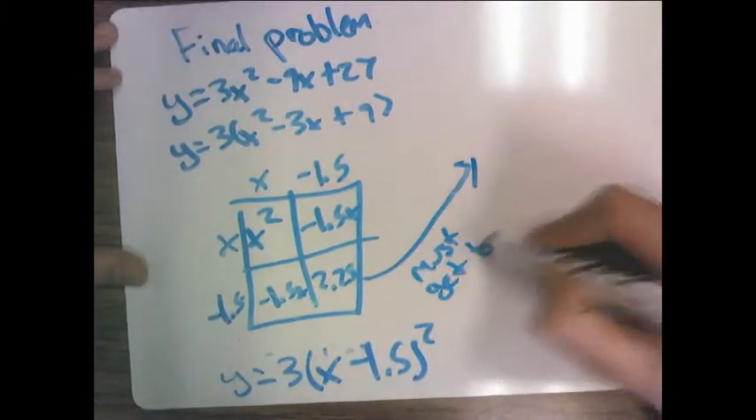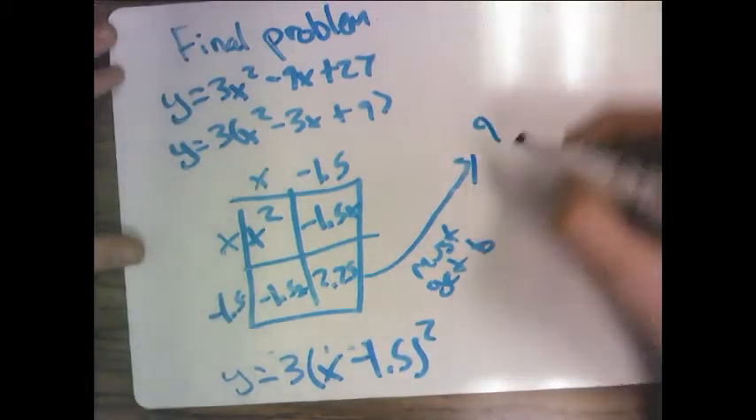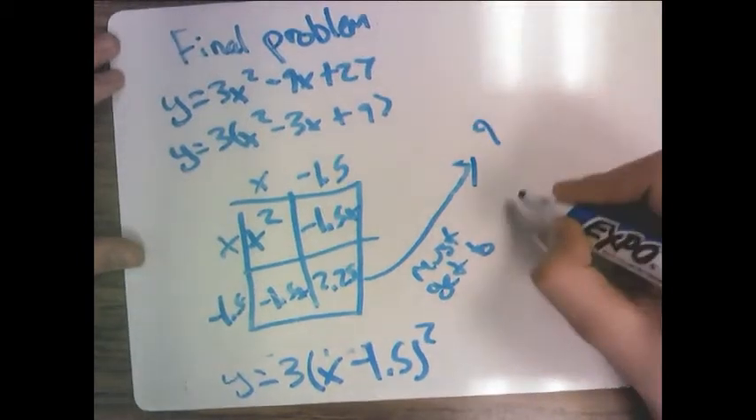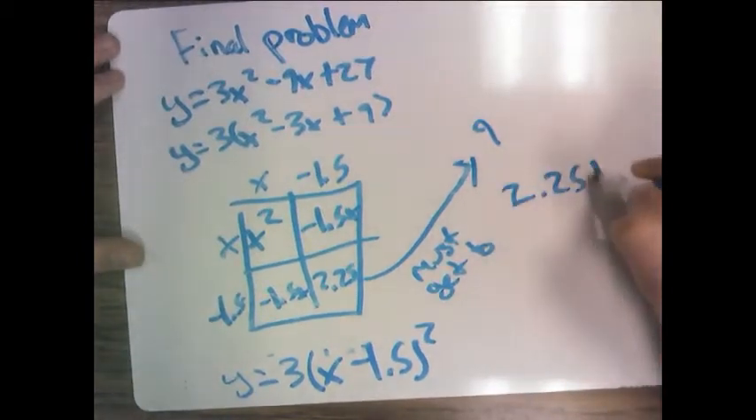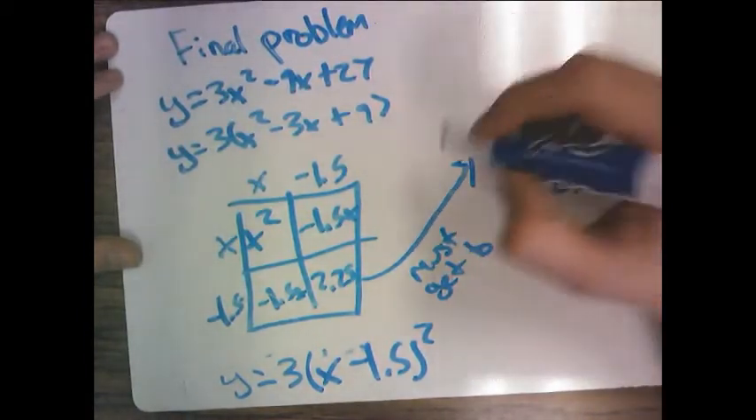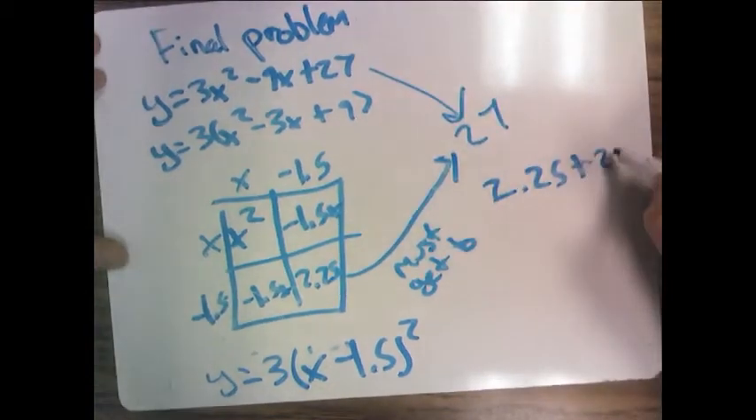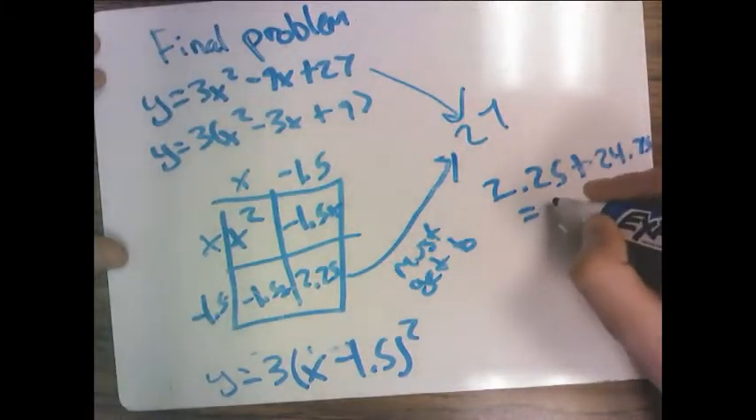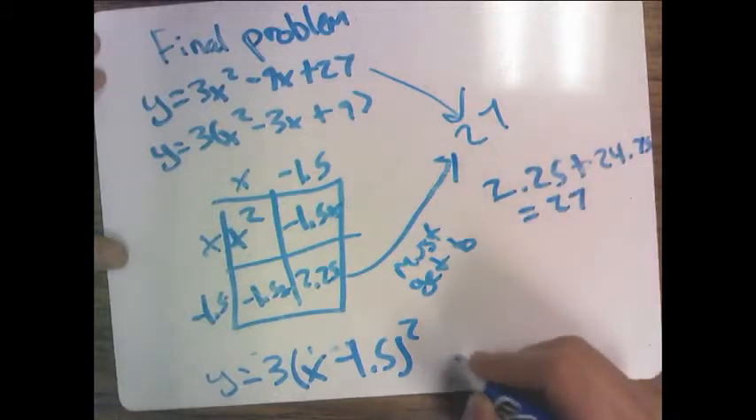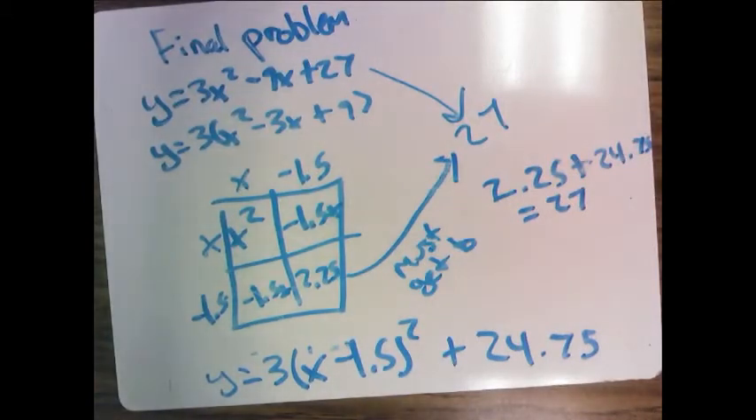Now our 2.25 must get to the original 27. You've got to make sure it gets to the original c and not your factored one. That way nothing's lost in there. We add 24.75 to get to our 27. So our new equation is y equals 3 times the quantity of x minus 1.5 squared plus 24.75.